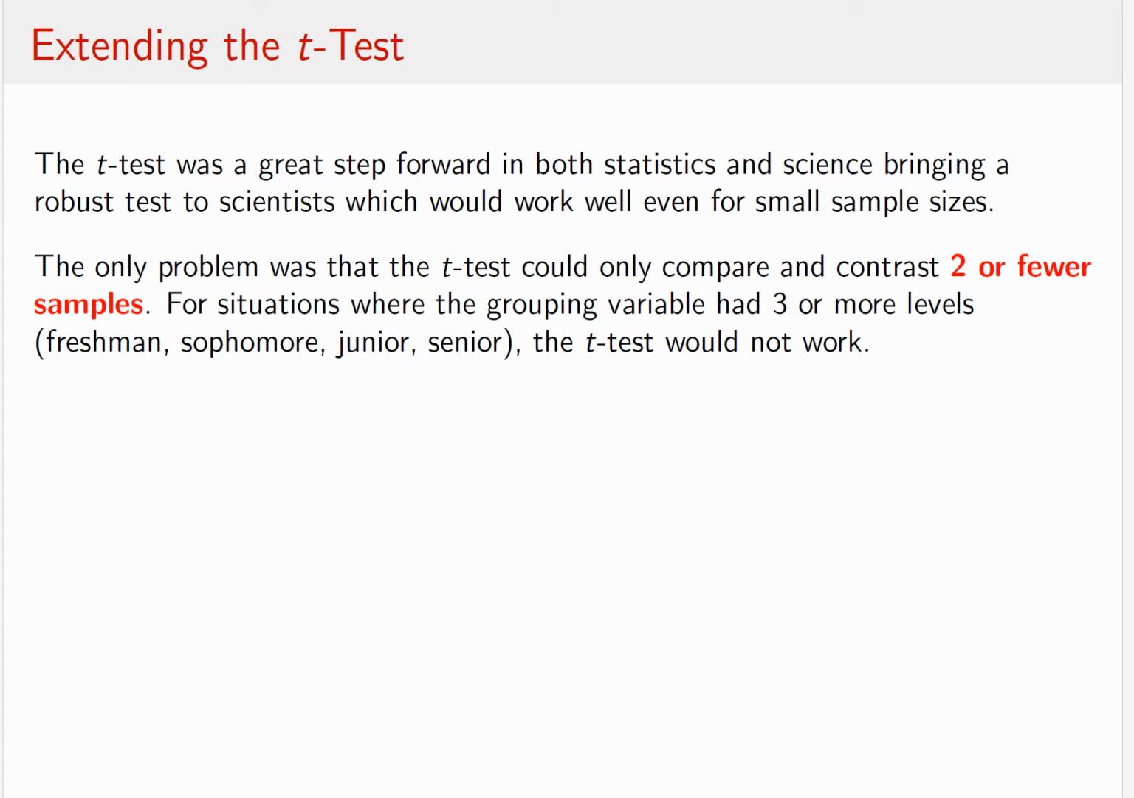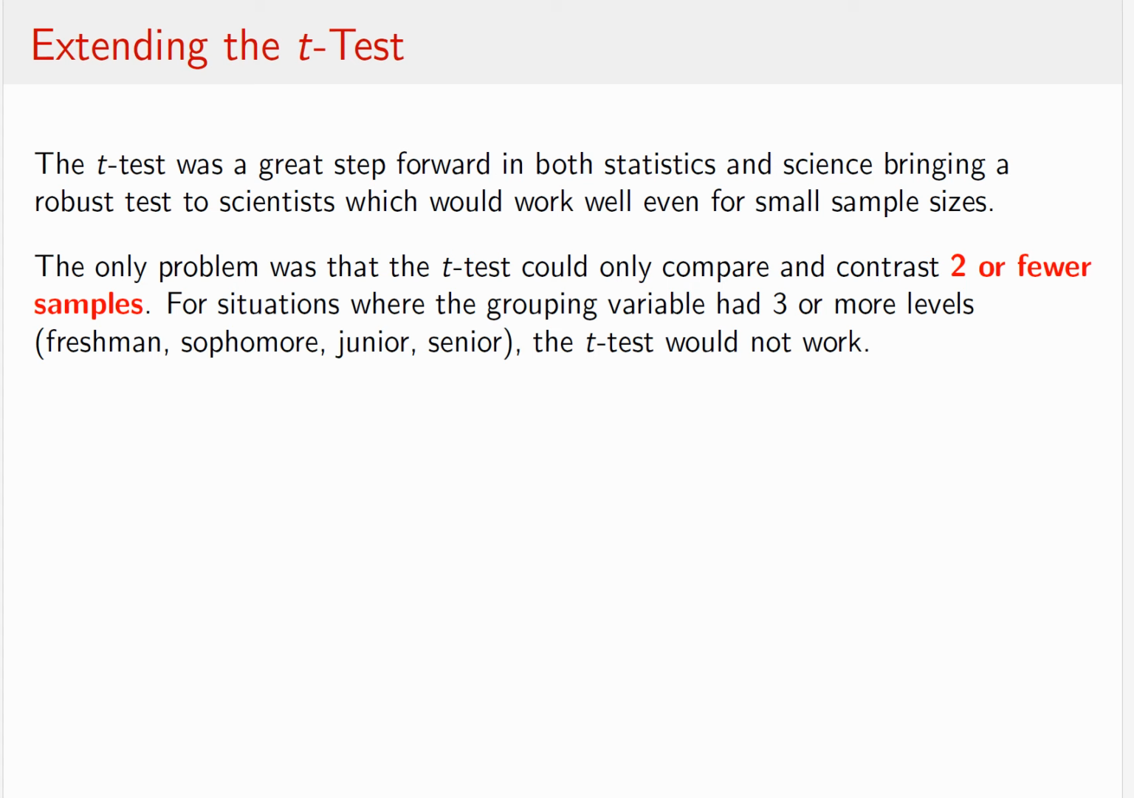The largest number of samples we could do was two samples, right? We have independent samples, matched pairs, but we don't have a way to take on a category variable that had more than two levels, right? So we had a four-level variable like year in school: freshman, sophomore, junior, senior. That's a four-level category variable, and we don't have a t-test for it.